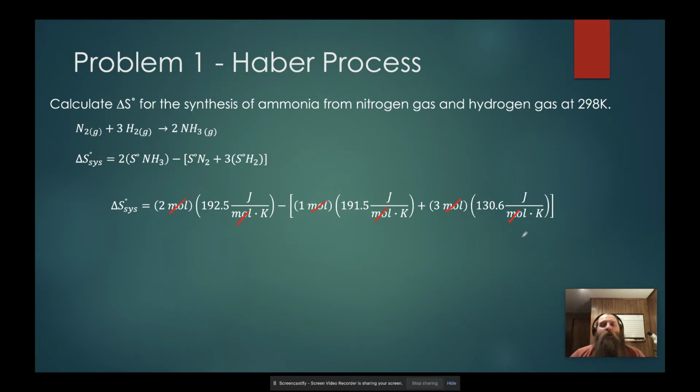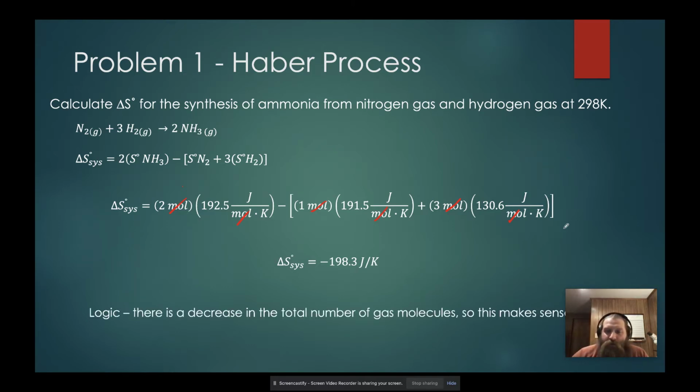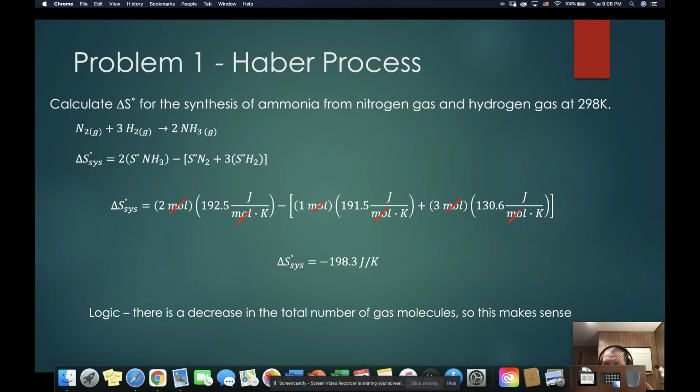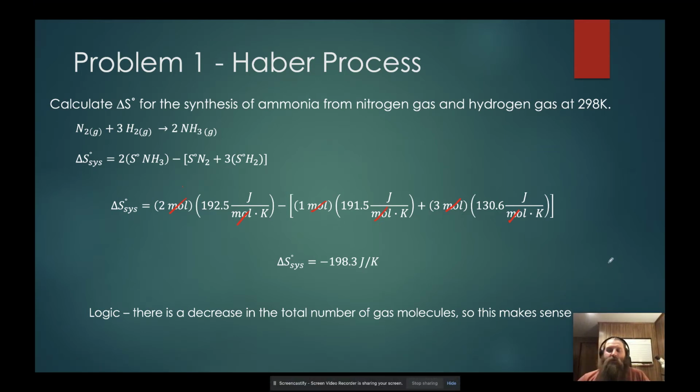Joules over Kelvin. So anyway, I plug that into my calculator. I do the products over here. Then we have the sum of the reactants on the right in these brackets, and that gives us a delta S of the system of negative 198.3 joules per Kelvin. Now, there is some logic to this, and we looked at in the other video trying to make sense of this in terms of logic. So I have a decrease in the total number of gas molecules in this process.